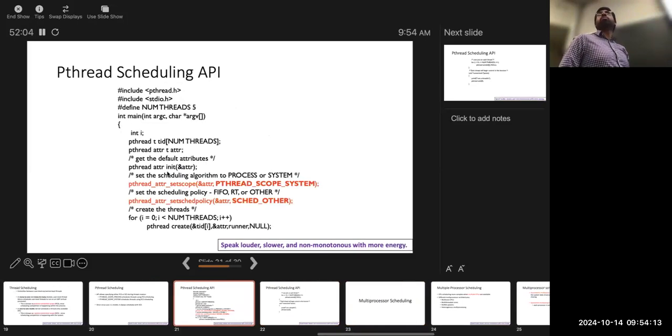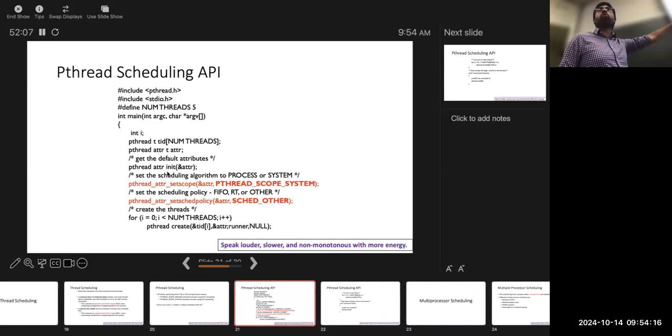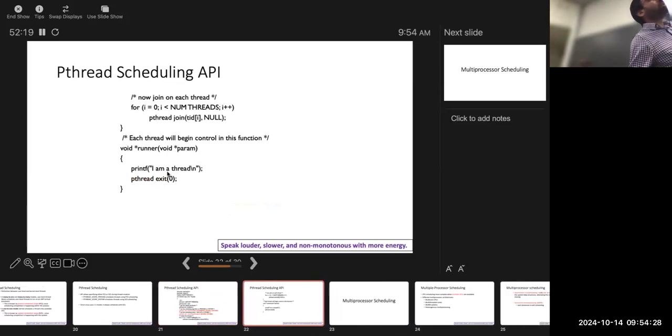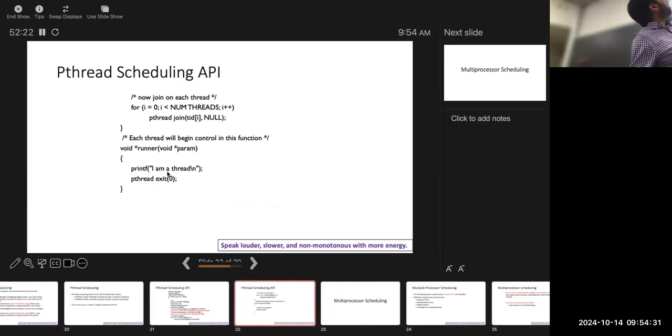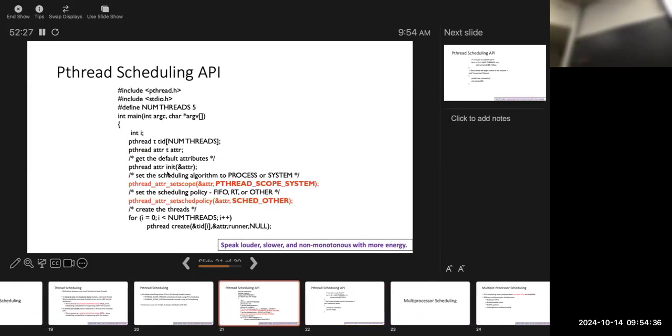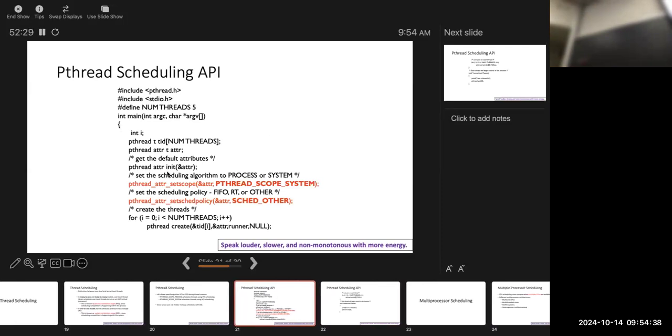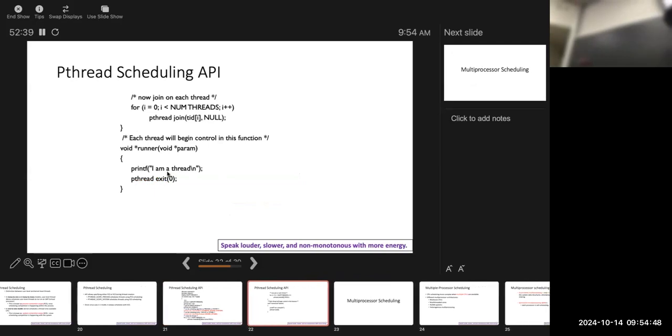Okay, any question here? I'm not walking you through the code because everything is the same. You are simply creating the threads. You are first setting their attributes. You are setting the policy. You are then creating the threads, and then you are waiting for all those threads to complete. And this is the function which is executed by the thread. Remember, when we create the thread, we have to specify what code is to be executed by a particular thread. So we are saying runner, and runner is a dummy function. You can put anything here.